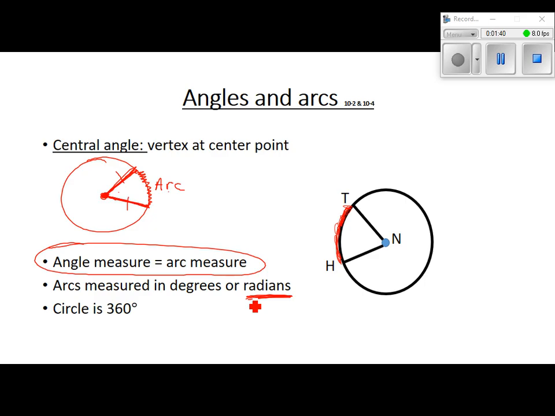So if this angle is 52 degrees, then that means this arc right here has to be 52 degrees. So central angles are pretty easy. Vertex at the center, the angle and the arc are the same. Please also remember that circles are always 360 degrees.